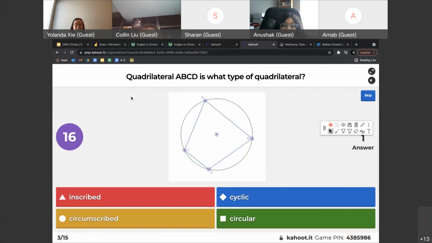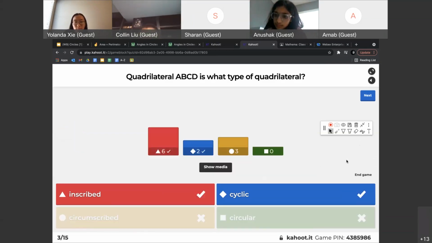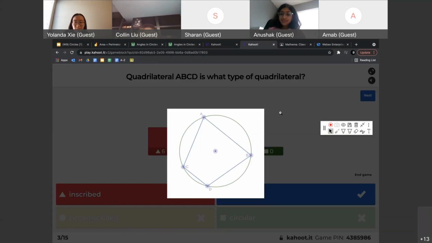All right, quadrilateral ABCD is what type of quadrilateral? It's so laggy. When it's in the question loading screen, it takes like 2 or 3 extra seconds, wasting precious points. Well, I'm assuming that most people will have that problem then. So it ends up being okay, right?